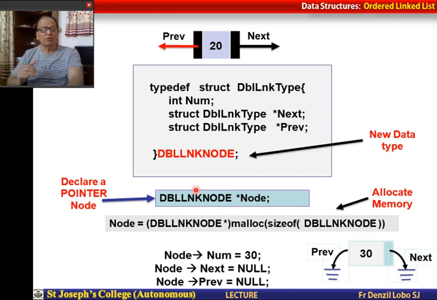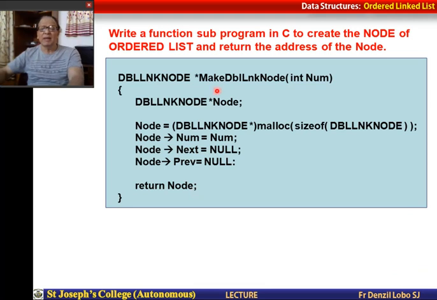Now let us go into making a function to create a new node called make_dbl_link_node. It will create a node which contains this number as the data item, and the next and the previous are going to point to null, as we have done earlier. Same thing, only different words. So it returns the address of this new node which contains this number, and the links point to null. So this is the make_dbl_link_node function.